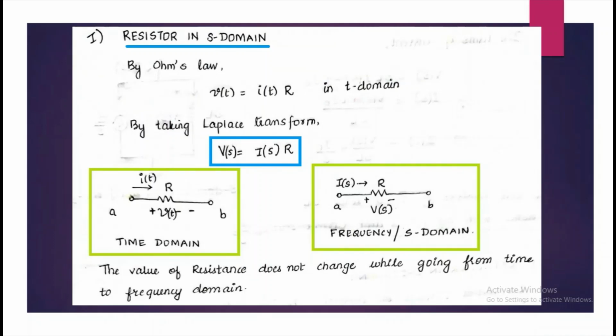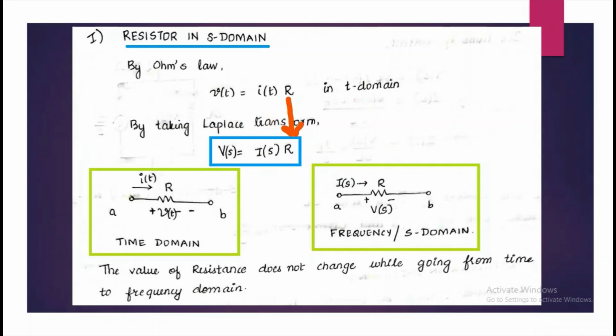So by Ohm's law, v(t) is equal to i(t) times R. If we take the Laplace transform, v(t) will become V(s), i(t) will become I(s), and R remains the same.